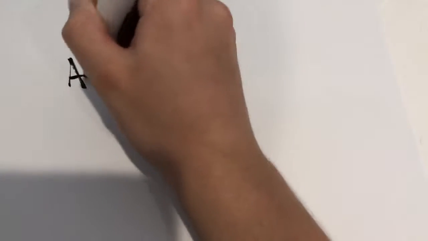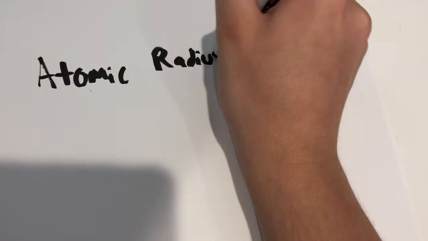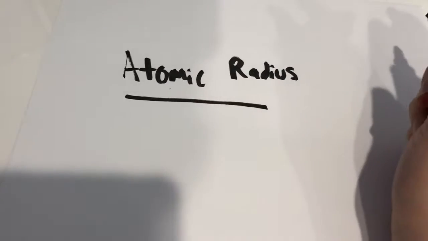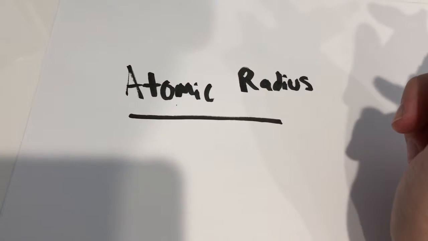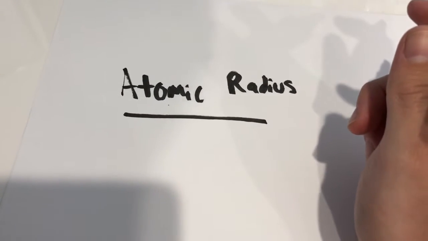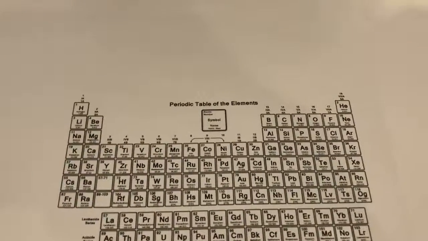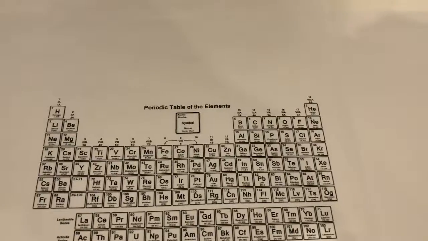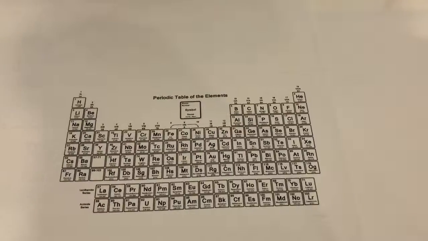This video is on atomic radius. Atomic radius is a measure or distance from the center of the nucleus of an element to the edge of its outermost electron orbital, basically measuring the size of an element or atom. As you move from left to right on a periodic table, the radius decreases, and as you move from top to bottom, which is down, the radius increases.